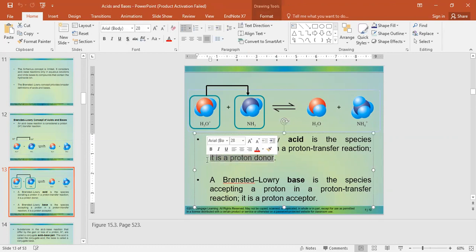On the other hand, when we talk about a Bronsted-Lowry base, it is a proton acceptor. It is the species that accepts a proton in a proton transfer reaction. And this is happening here, where you have ammonia accepting a proton to give you the ammonium ion, while the acid here is moving from hydronium ion to water.